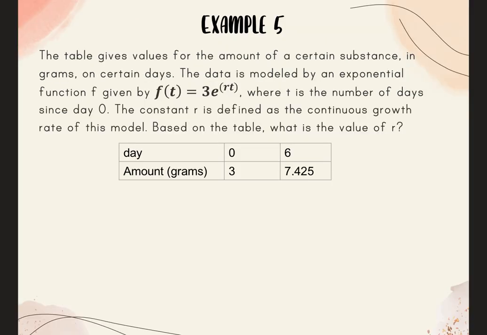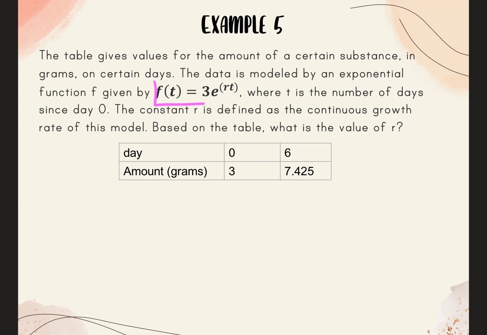The table gives values for the amount of a certain substance in grams on certain days. The data is modeled by an exponential function f given by f of t equals 3 times e to the rt, where t is the number of days since day 0. The constant r is defined as the continuous growth rate of this model based on the table. What's the value of r?